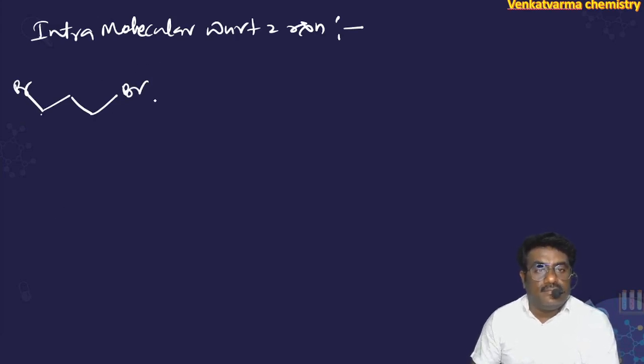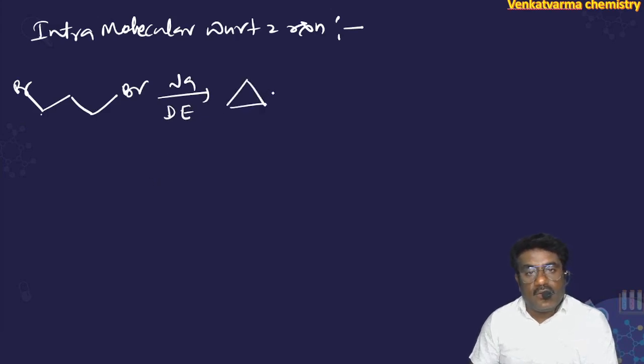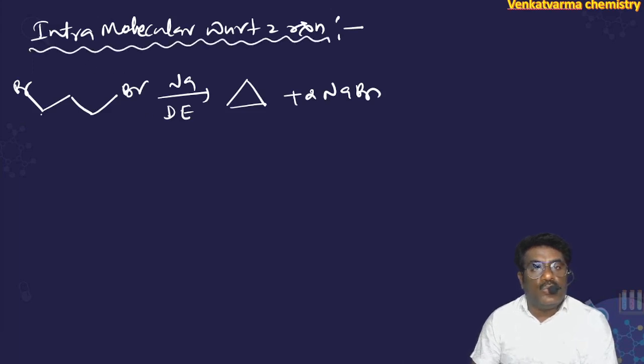This is an alkyl halide. In the presence of sodium in dry ether, it gives what? Cyclopropane and sodium bromide. It is an intramolecular Wurtz reaction. Have a look at the next one.